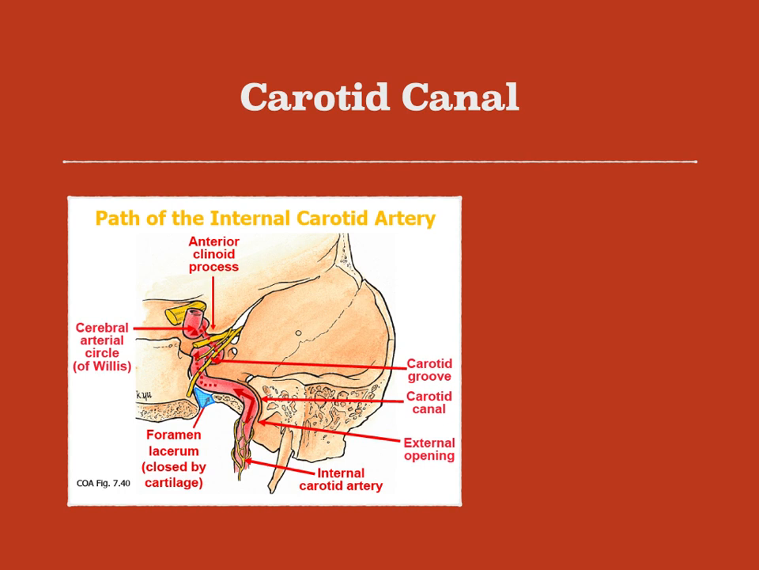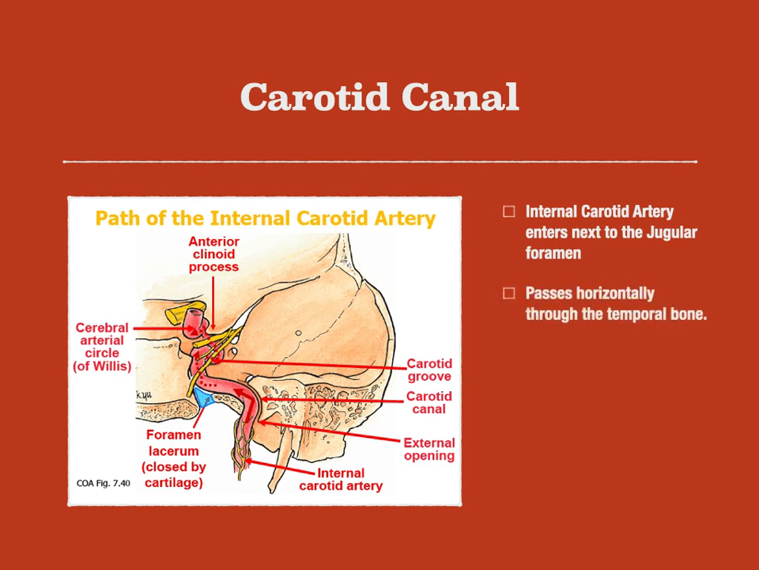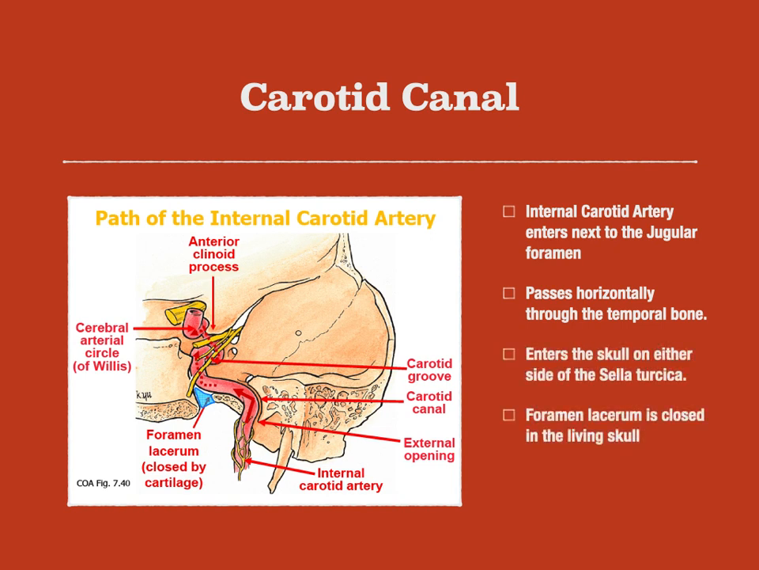Here's kind of another way to view that. This doesn't have the jugular part of it in it, but here's the internal carotid artery going into the bone, taking a right turn or a left turn and running horizontally, diagonally through the bone, and then popping up next to the sella turcica. So the path of the internal carotid artery. Let's kind of indicate these here. The internal carotid artery enters, passes horizontally, enters the skull by the sella turcica.